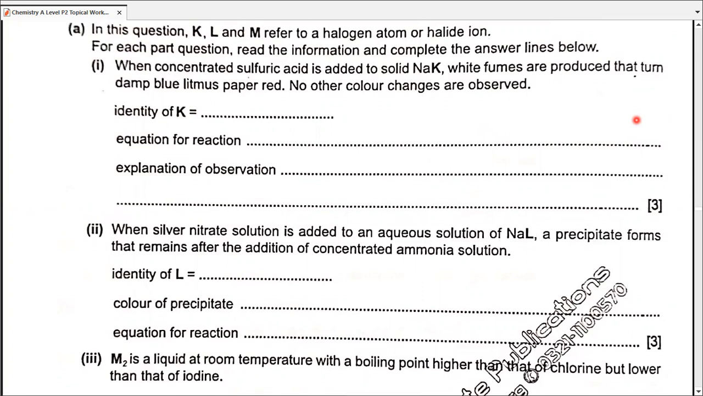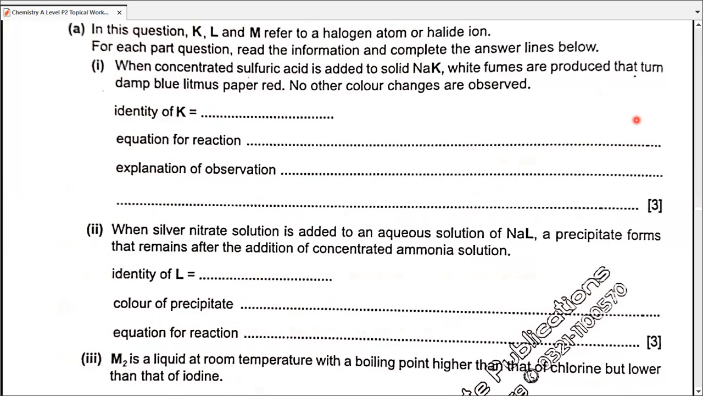Because for chloride, it dissolves in both concentrated and dilute ammonia solution. And if it was iodide, it would remain insoluble in both. And iodide is the only one which is... So read the line again. Don't you think it hints towards iodide, to what you were saying?